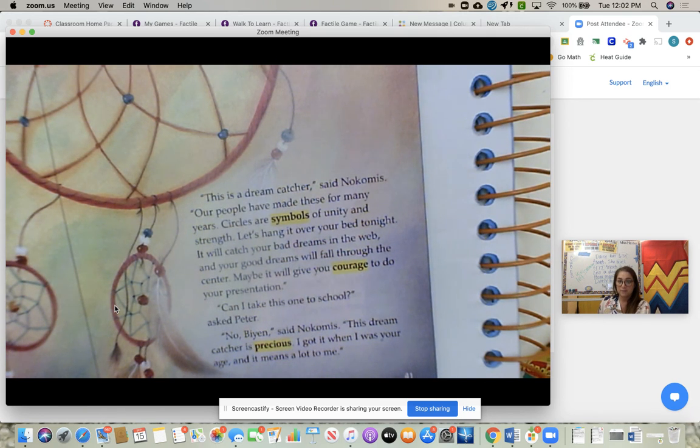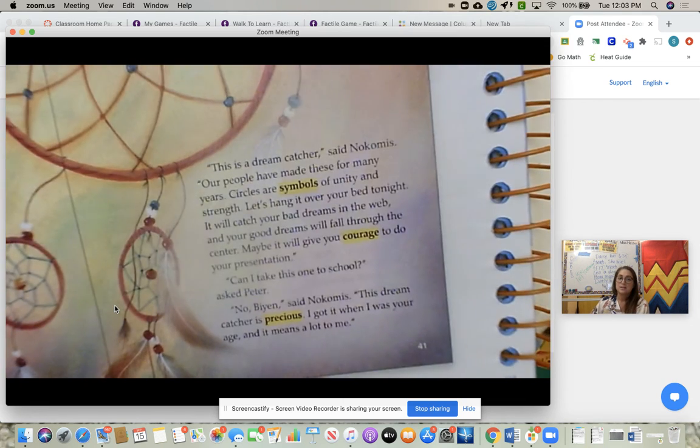Courage is one of our vocabulary words. And we learned that was bravery. A synonym is bravery. Or doing something that is difficult. And so what's difficult for him is a presentation. So she's saying maybe this dream catcher will give you courage, make you brave to go up confidently and tell your speech. Then he asks, can I take it to school?